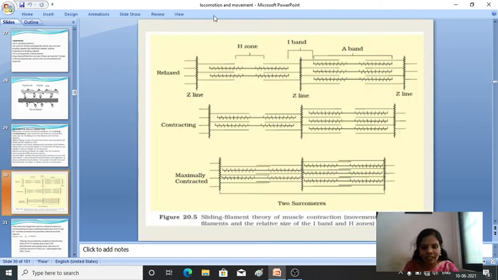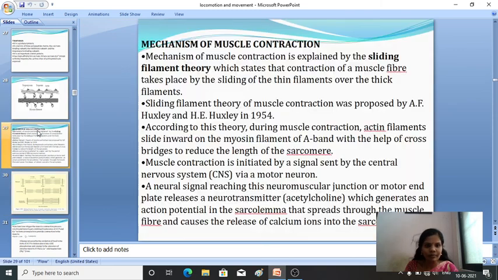Here you can see the representation of the sliding filament theory. Here we see how the thick filaments slide over the thin filaments. The sliding filament theory of muscle contraction was proposed by A. Huxley and H. Huxley in 1954. According to this theory, during muscle contraction, the actin filaments slide inward on the myosin filaments of the A band.